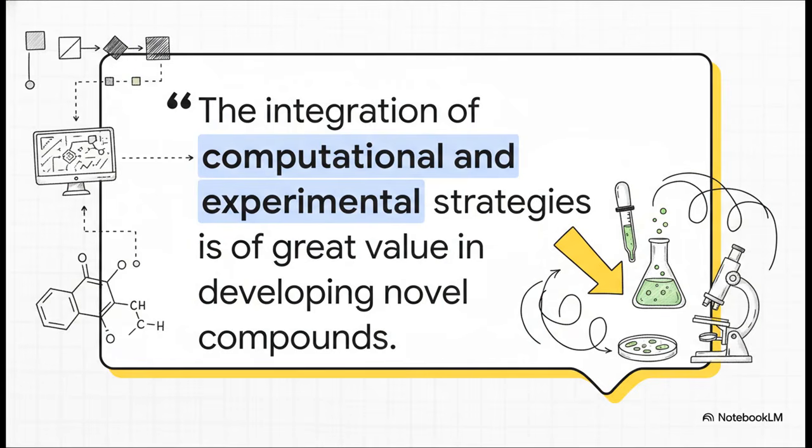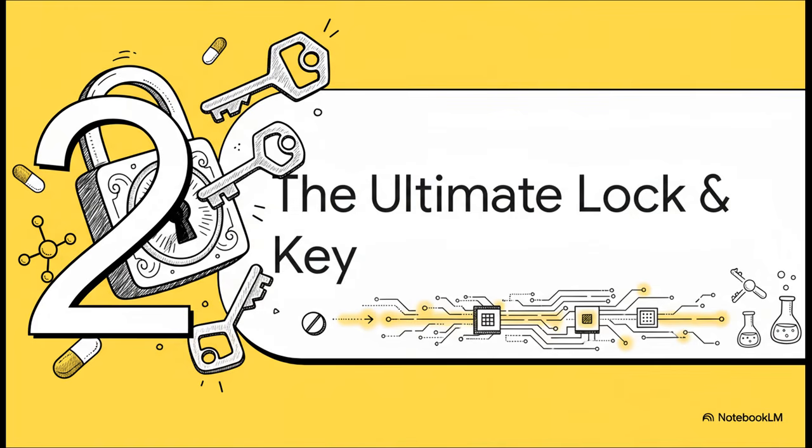And look, this isn't just some pie-in-the-sky theory. As the research shows, this mashup of computer work and traditional lab work is incredibly powerful. The computers can sift through millions of possibilities to find the most promising candidates, which means the scientists in the lab can focus their precious time and resources only on the ones most likely to actually work. It's basically the perfect partnership. Okay, so how does a computer actually do this? How does it test a digital key in a digital lock? Well, the process is called molecular docking, and it is just as cool as it sounds.